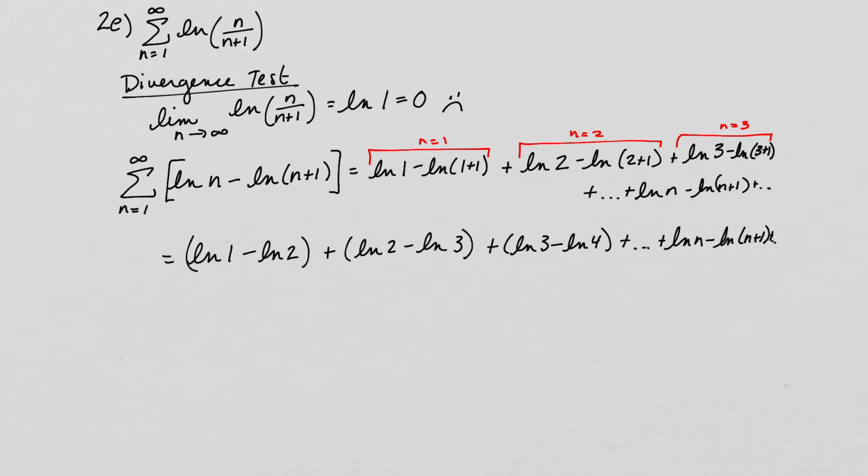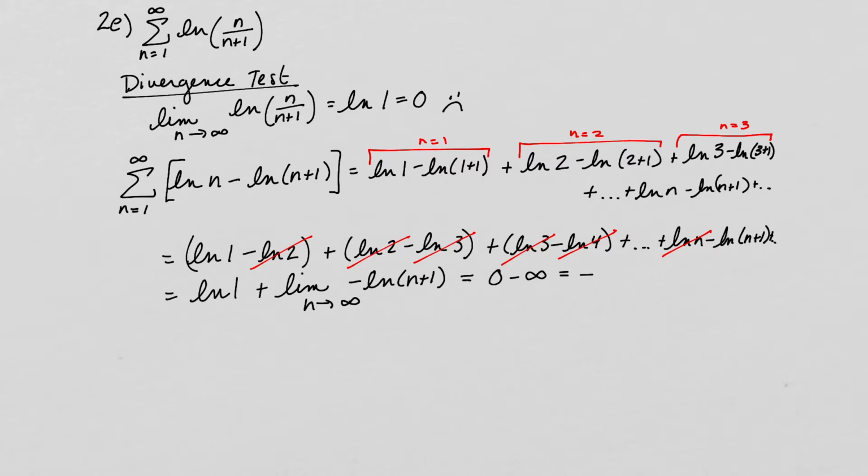So if I look at this, minus natural log of 2 cancels out the natural log of 2. Minus natural log of 3 cancels out the natural log of 3. Minus natural log of 4 would cancel out the next term. So this natural log of n would end up getting canceled. And so this is really going to be the natural log of 1 plus the limit as n approaches infinity of minus the natural log of n plus 1. And if you plug that in, you would end up with 0 minus infinity, which is minus infinity, so the whole entire thing diverges.